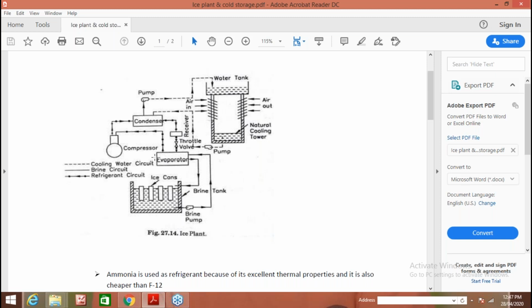So today we have seen ice plant and cold storage. Our last question: write a short note. There may be a chance for these questions to appear. Write a short note on ice plant, or write a short note on cold storage. So you have to draw this diagram properly and explain this diagram. You will get 5 marks. This question generally comes for 5 marks. You will get maximum marks if you draw this diagram and explain properly.